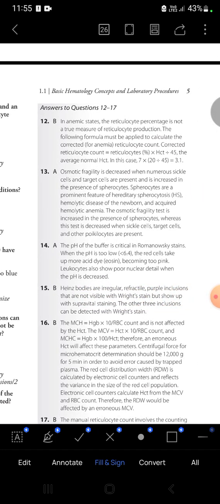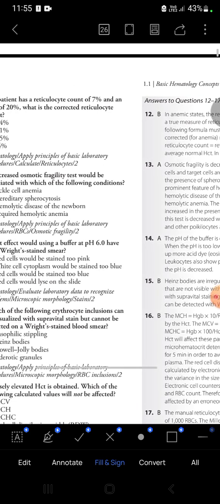Osmotic fragility is decreased when numerous sickle cells and target cells are present, and is increased in the presence of spherocytes. Spherocytes are a prominent feature of hereditary spherocytosis, hemolytic disease of the newborn and acquired hemolytic anemia. So the osmotic fragility test is increased in the presence of spherocytes, whereas it is decreased when sickle cells, target cells and other cells are present. So decreased osmotic fragility is related to sickle cell anemia.